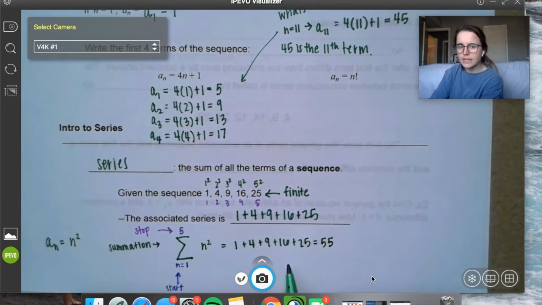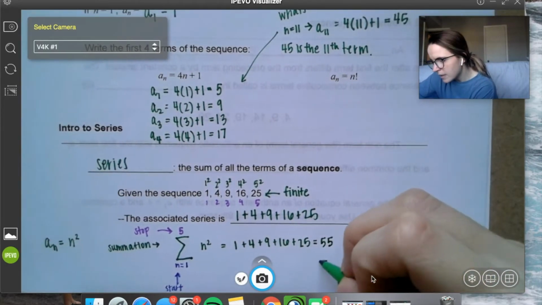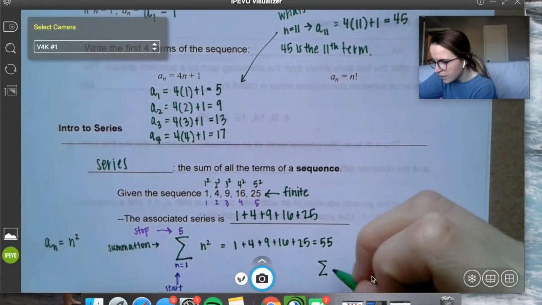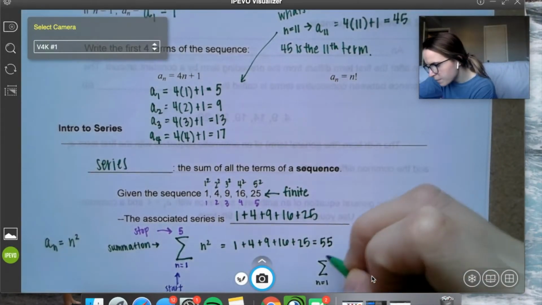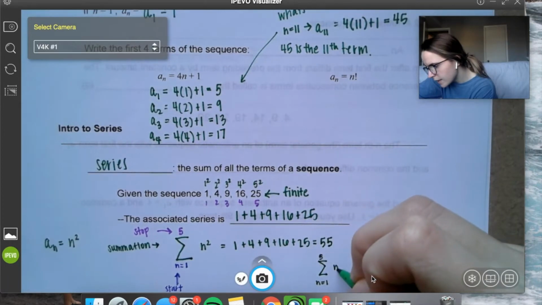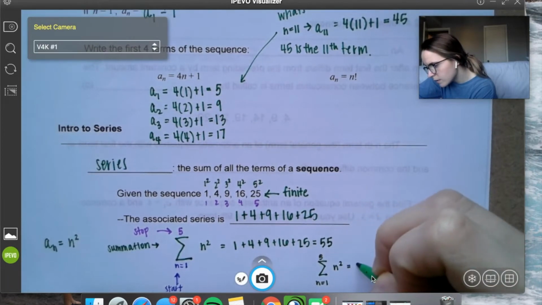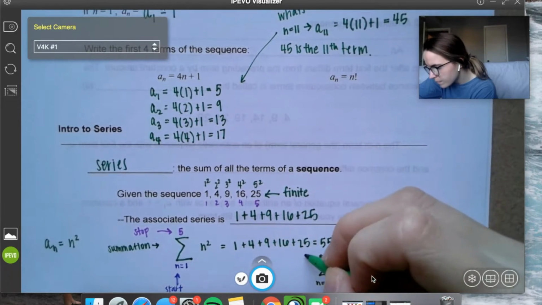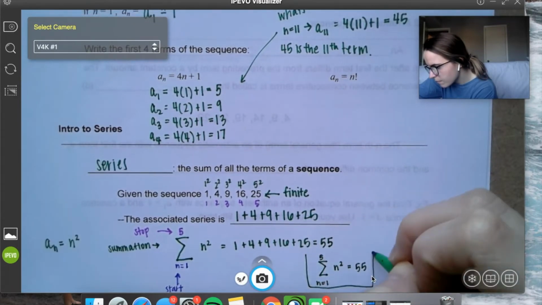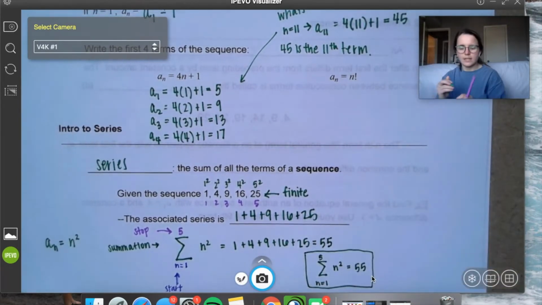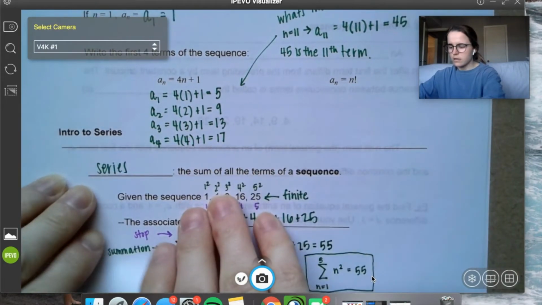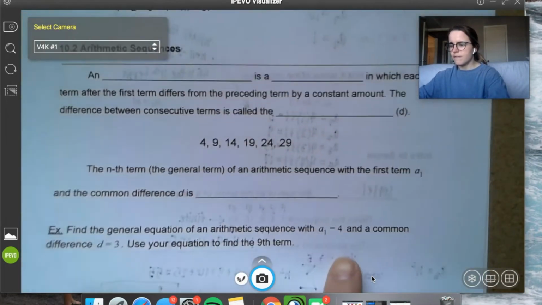But we don't want to have to write this out every single time. So it's important that we know how to write this summation out. So I'm going to write it a little bit cleaner down here, just so we have it. So we have summation n equals 1 to 5 of n squared equals 55. Okay, so that right there is our answer. We have a couple examples on the back I want to go over. And then we'll be finito.